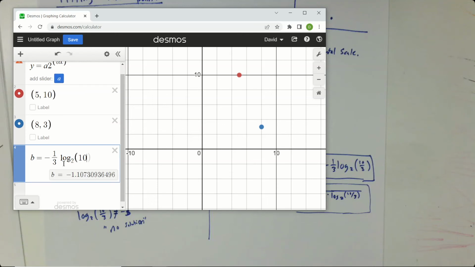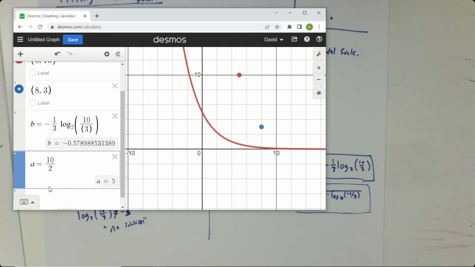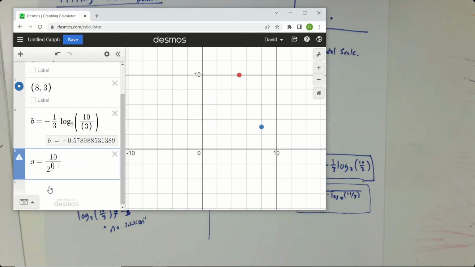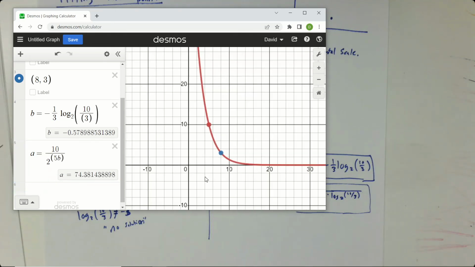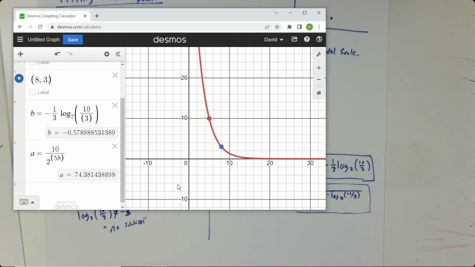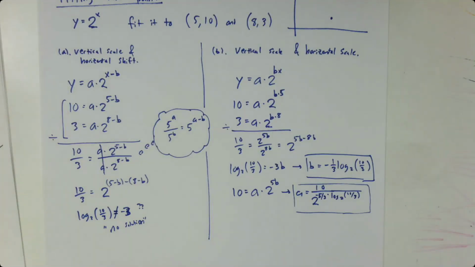Oops. Okay. And now a was equal to 10 divided by 2 to the power of 5b, I believe. And there we go. We just snapped it right into place there. And if you want to, you can bring this up on your own Desmos, and you can add sliders for a and b. You can slide them around to convince yourself that those two types of freedom at the same time give you enough flexibility to have your curve go through the 2 points. But that's the thought you want to be having.